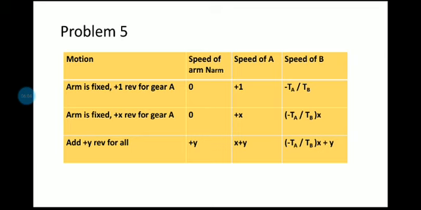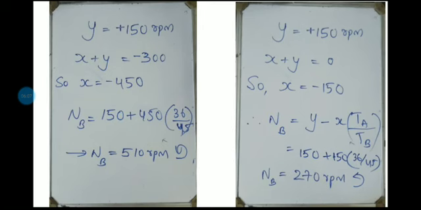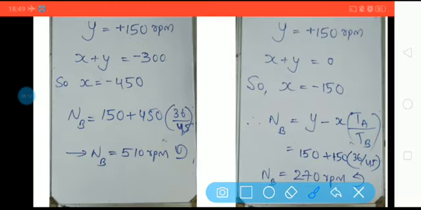And what is the speed of A? x plus y, and x plus y equal to 0. Here you consider the second diagram. In the second diagram, y is equal to 150 rpm and x plus y equal to 0. Here I consider counterclockwise as positive. You can choose either clockwise or counterclockwise as positive, but when you get the final answer, you have to make sure that the answer is positive.